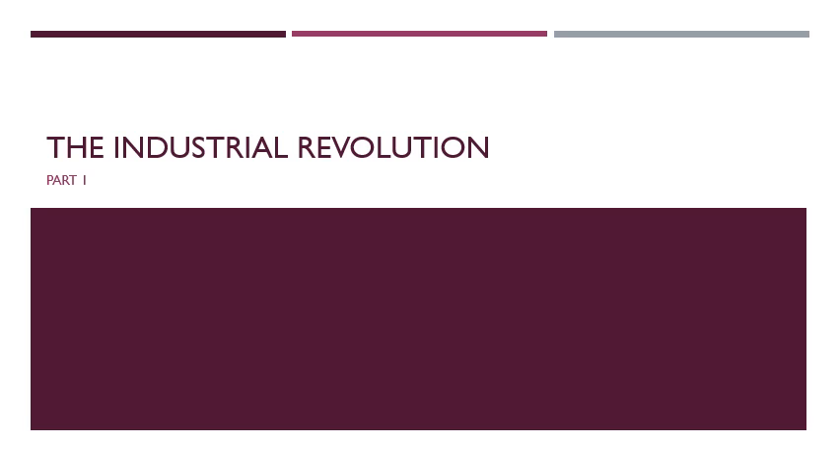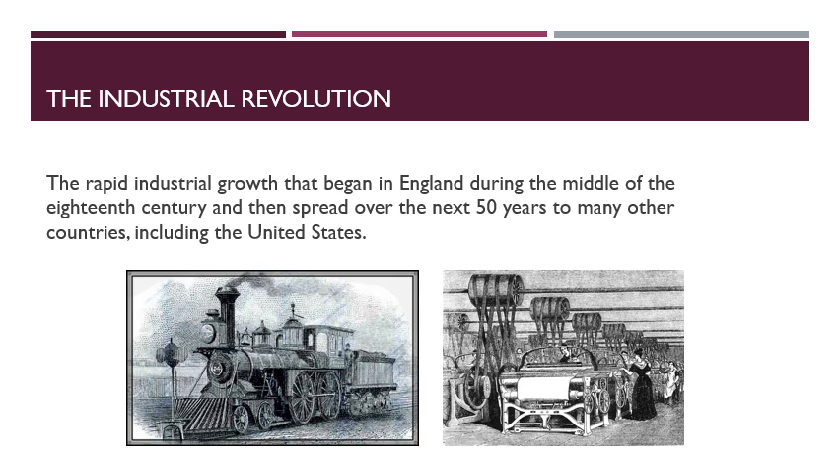Welcome to review number 12, the Industrial Revolution. The Industrial Revolution was a period of rapid industrial growth that begins in England during the middle of the 1700s and over the next 50 to 100 years spreads to many other countries, most notably the United States.